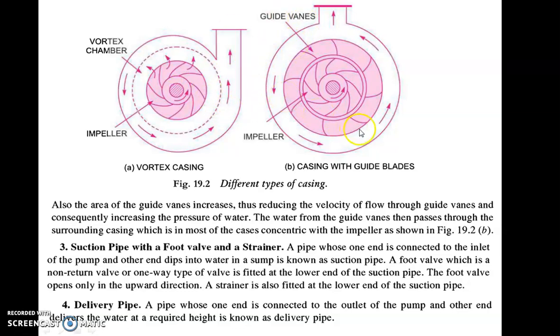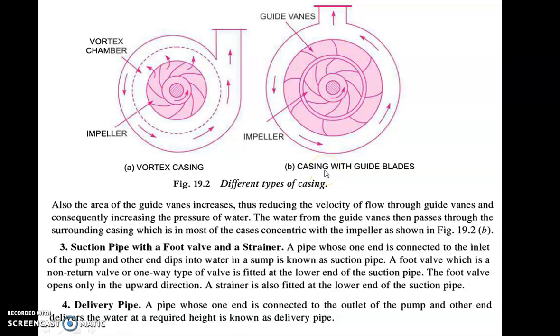Then there is the casing with guide blades. In a casing with guide blades, if you see, there are runner vanes, but in this case guide vanes are also provided. Here the water is not guided to the runner vanes. The water is coming from the runner vanes to the guide vanes. It is the reverse of the turbine, and when it enters the guide vanes its pressure increases, in the case of this casing with guide blades. So these are the different types of casing that we have seen.